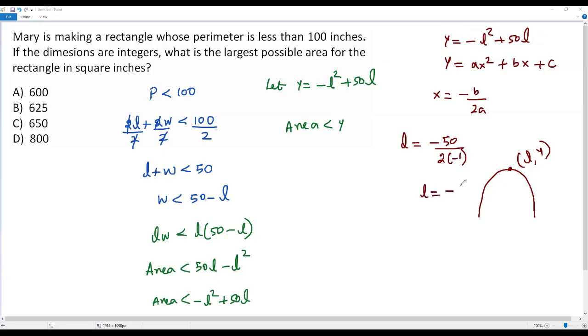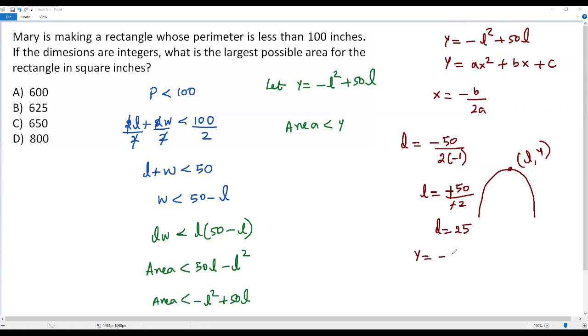So L equals negative 50 over 2 times negative 1, which is negative 2. So this negative will cancel out. When I divide 50 by 2, I am getting 25. Okay, now I've got the L coordinate of the vertex, that is 25. Now to get the y coordinate at the vertex of the parabola, I have to plug in L equals 25 into this quadratic function.